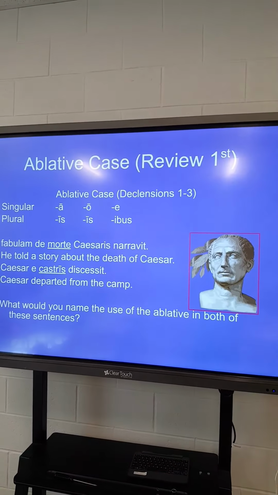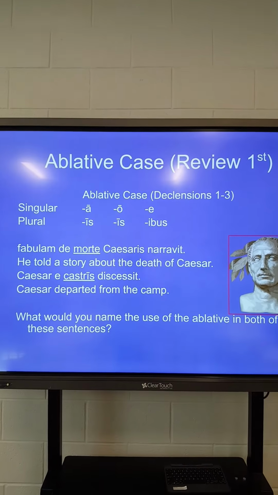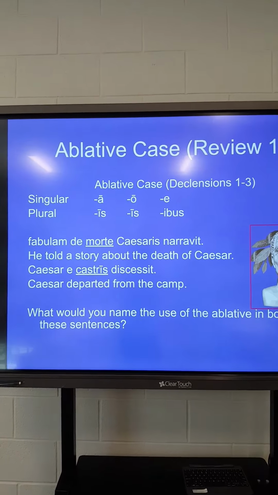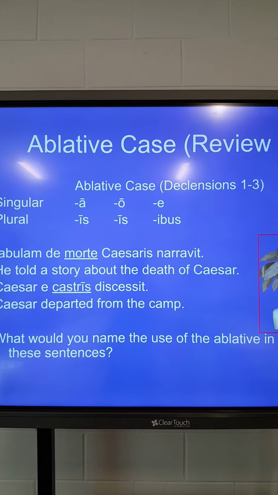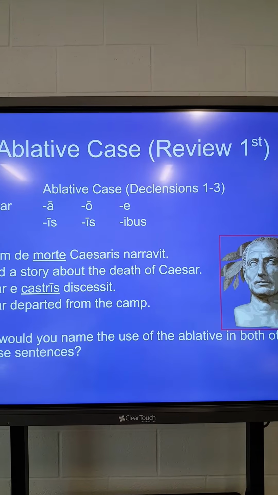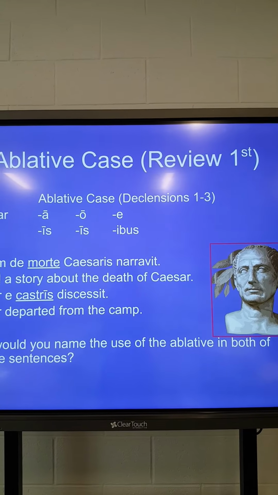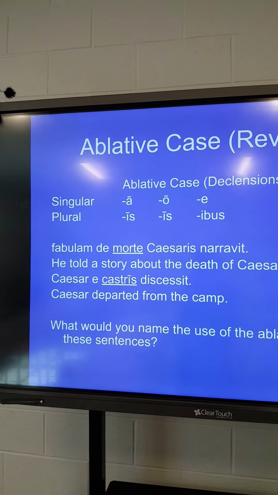So at any rate, just to review the ablative case first, just to get the endings back in your head. First declension would have a long A, or long IS if it's plural, long O in second declension, or long IS if it's plural, and then the short E if it's third declension, or ibus if it's plural. Remember, we're really only focusing on declensions 1 through 3. So just to remind you of some things.